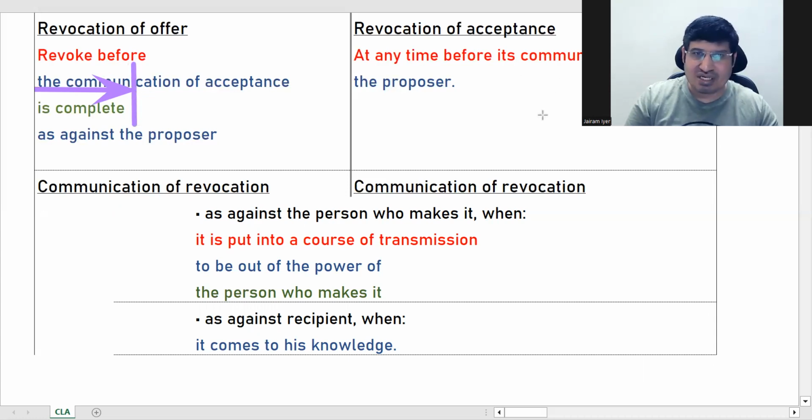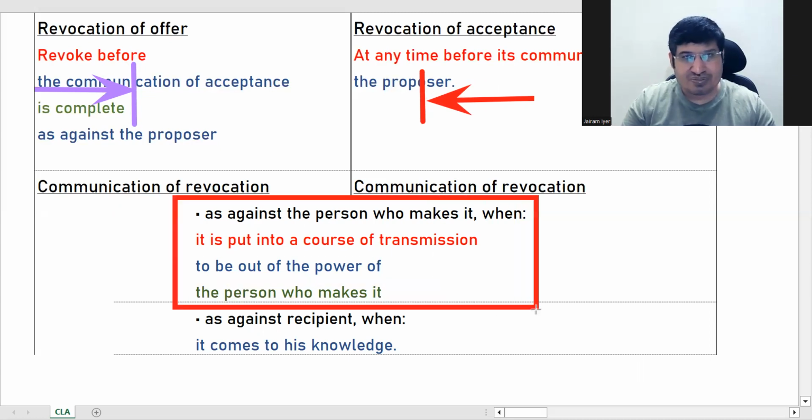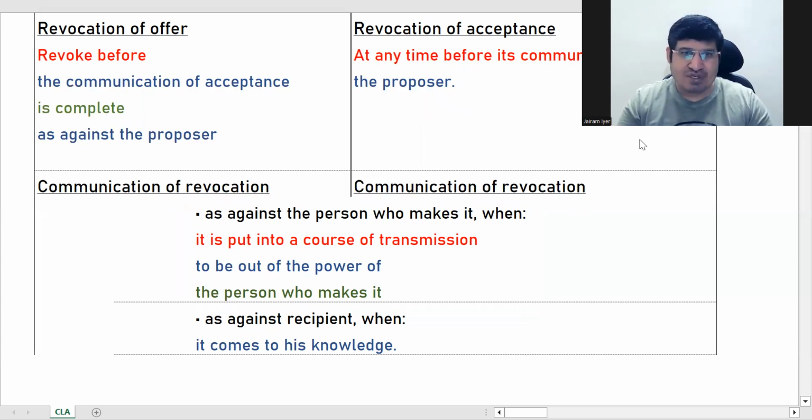The same is for this person. He wants to withdraw his revocation, his acceptance. What will he do? He will post it again, right? As soon as he has posted it, it is over. So this point tells us only these two things. And this is as against the person who is making it, this will be complete. But against the other person, it is when it reaches him. That's all. This is reaching him, or this is reaching him, as against the recipient when it comes to his knowledge. Fine, so this is it.